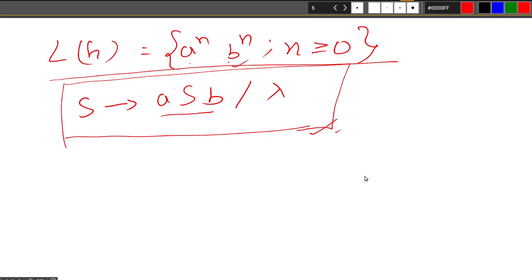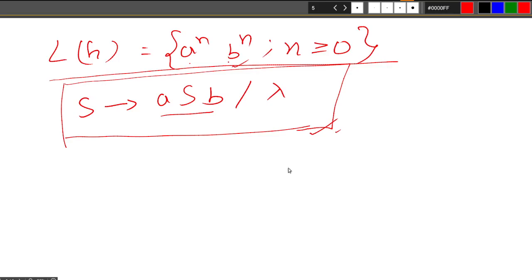For type 0 it was unrestricted, meaning there was no rule. So every possible grammar, whatever you write, will be type 0 grammar. So if you are not able to find anything, it is a type 0 grammar. For type 1 grammar, it was very simple, just one restriction: the length of whatever is on the left hand side should be less than or equal to the length on the right hand side.